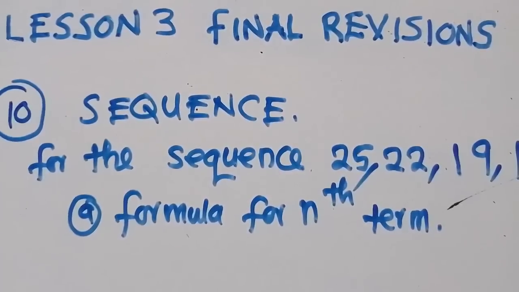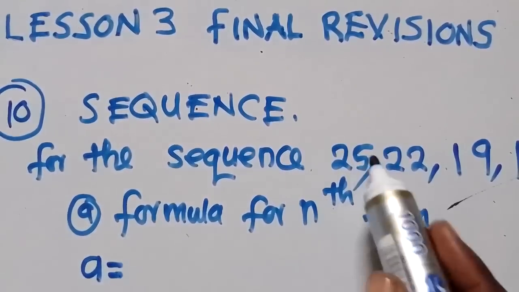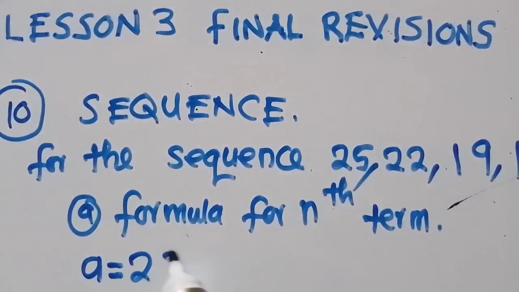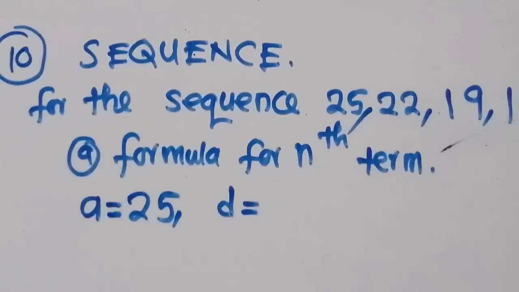So what you are going to do is this. You need to know two important things. First term, what is your first term? Your first term is 25. What is your common difference? So you check what is your common difference.